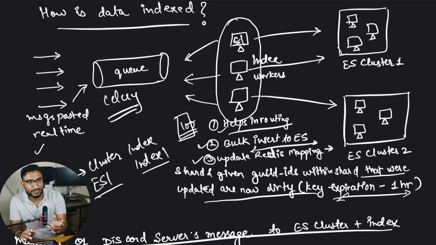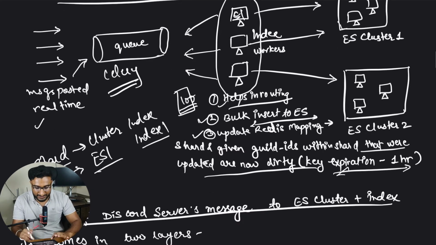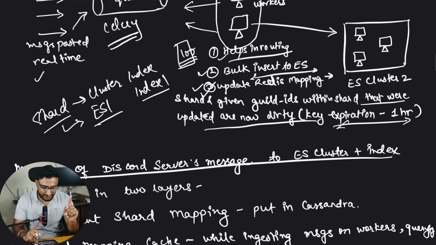These worker nodes will first figure out which particular shard the data has to be written to. By shard we mean which ES cluster and which index. Once you have figured that out, you will write the data in bulk. Okay, and this is the third operation we will do, which we will discuss in some time.